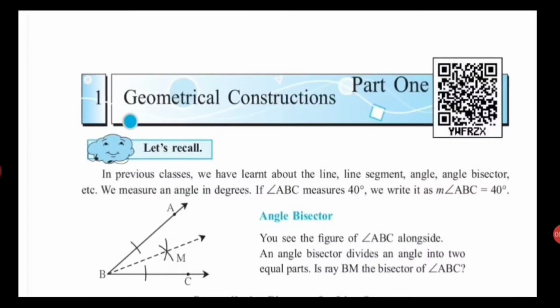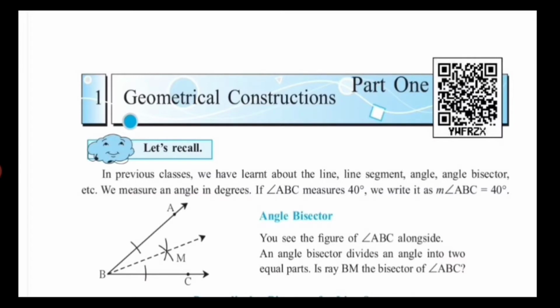Let's recall. In previous classes, we have learnt about the line, line segment, angle, angle bisector, etc. We measure an angle in degrees. If angle ABC measures 40 degree, we write it as measure angle ABC equal to 40 degree.